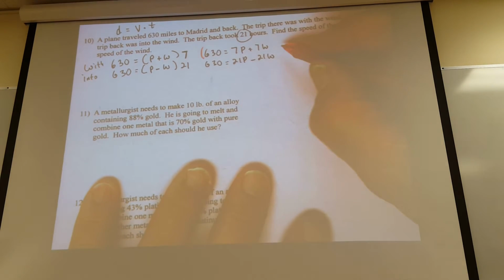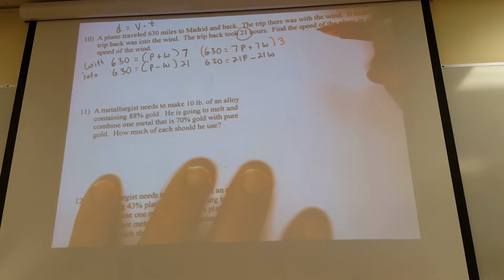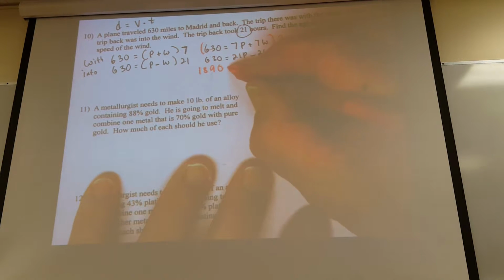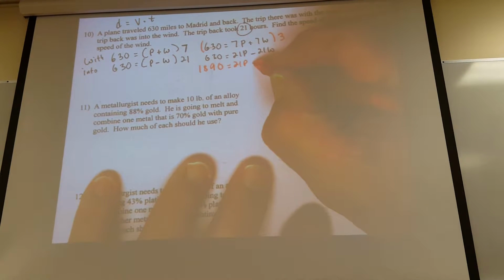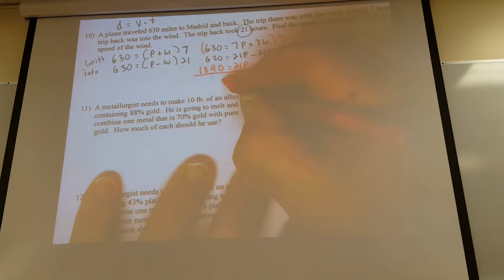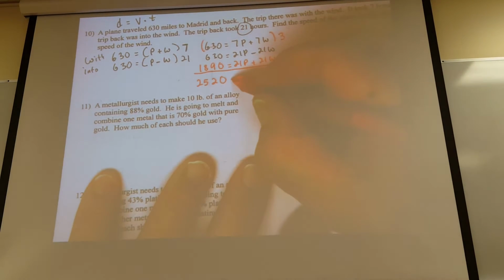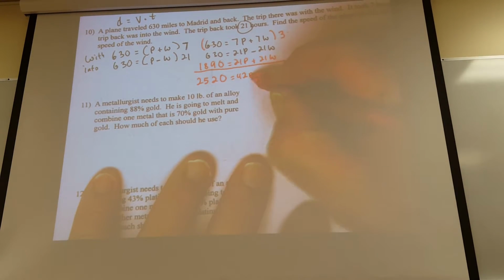Okay, this is the elimination. I would times the top one by 3. Everybody agree with that? So this is 1890. 3 times 630 equals 21P plus 21W. Adding, 2520 equals 42P. So you divide by 42.